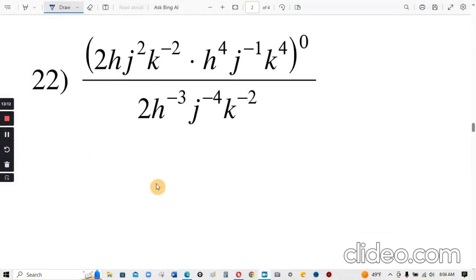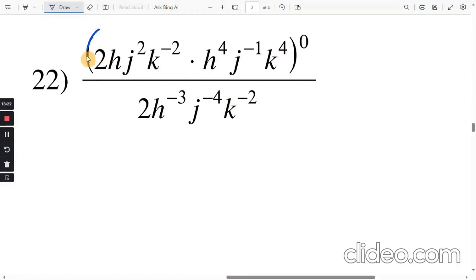All right, and one hint on number 22, this is almost a trick question. You see this whole mess right here in the numerator. There's parentheses around this. This whole mess is raised to the power of 0. Anything raised to the power of 0 is 1. So this entire mess in the numerator is actually just 1. And then you can finish it from there.